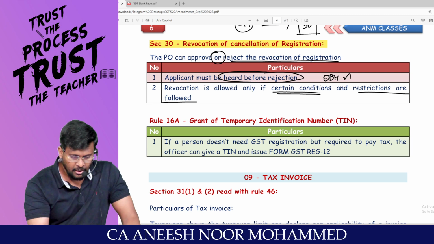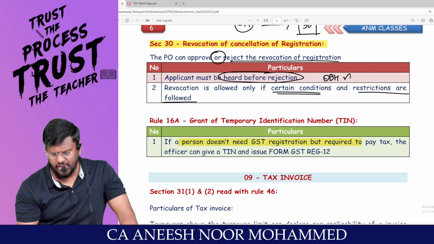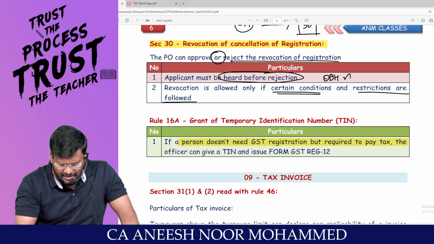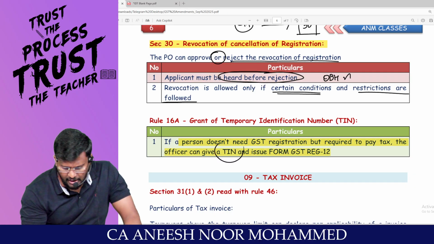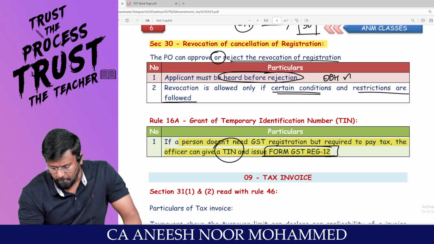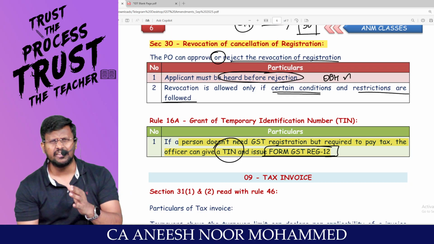Right. Sir, if a person does not need GST registration but is required to pay any tax, the officer can give a TIN, temporary identification number, and issue form GST REG 12. Nothing new. We are having CTP and RTP.